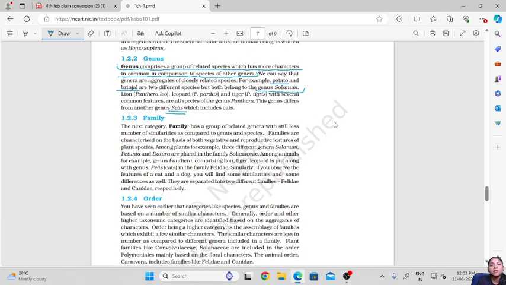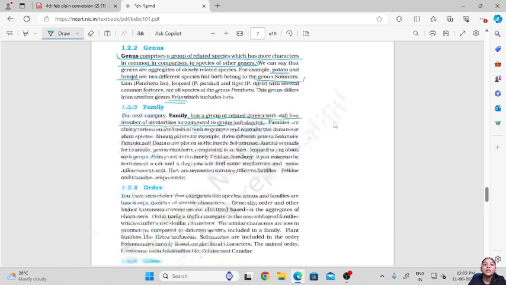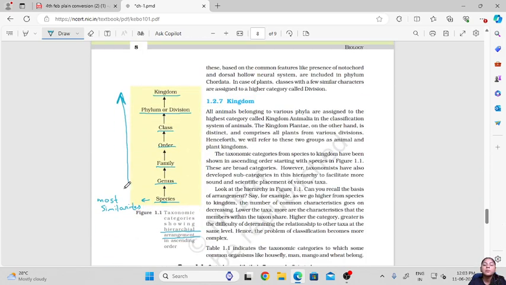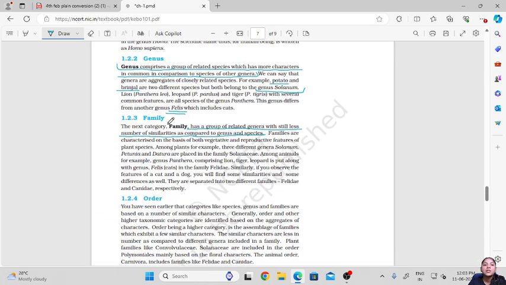Then the next category is family. A family has a group of related genera with still fewer similarities as compared to genus and species. As I have said, the number of similarities will keep on decreasing as we go higher up. Families are characterized on the basis of both vegetative and reproductive features of the plant species.